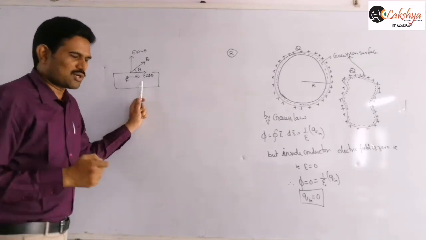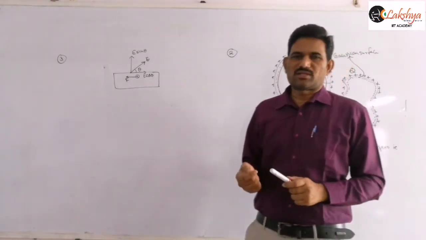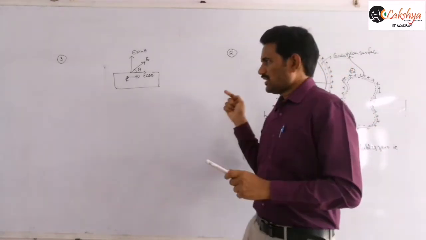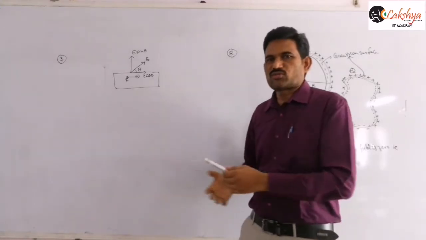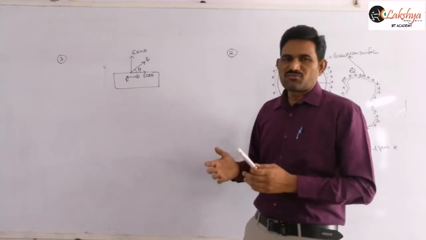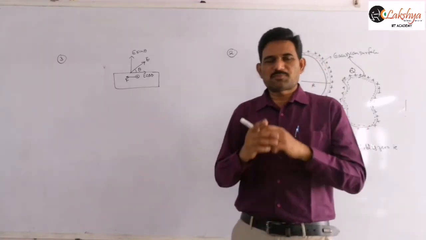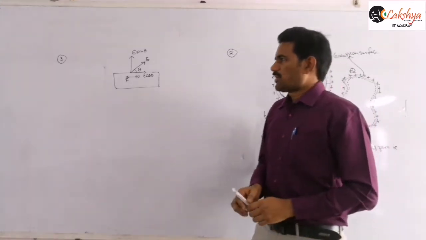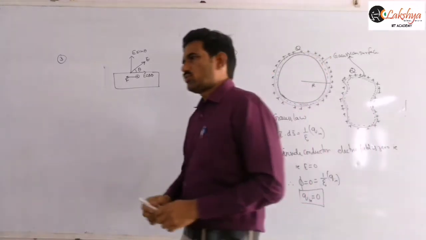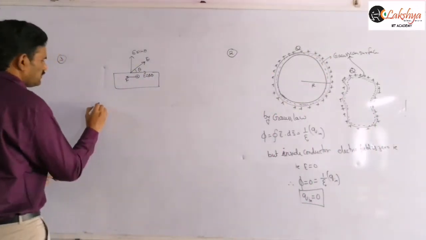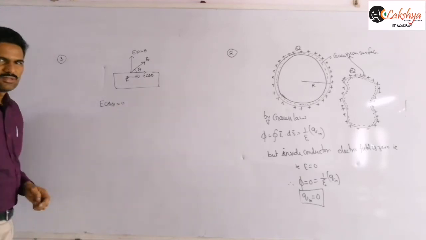If any tangential component exists, the electrons present in that material should accelerate opposite to it. Then there must be some current flowing through the conductor without any external source, which is practically not possible. For that reason, this component should not be present. So you can conclude that E cos theta should be equal to 0.